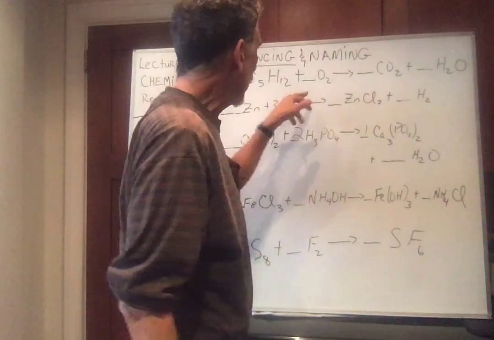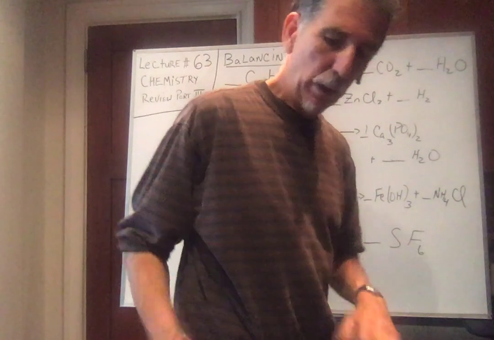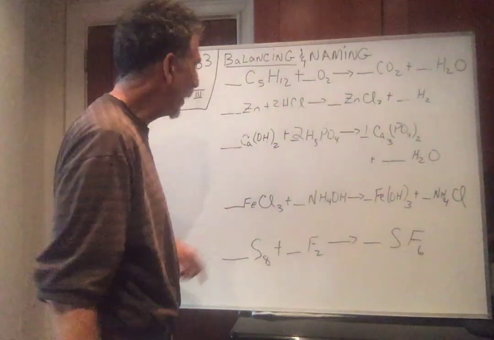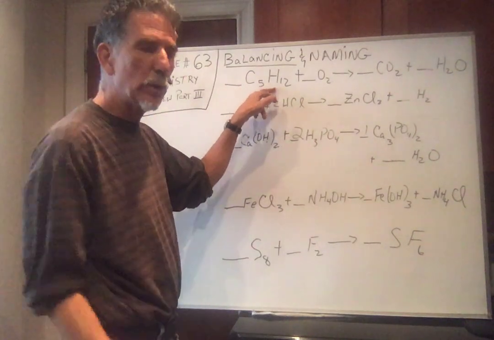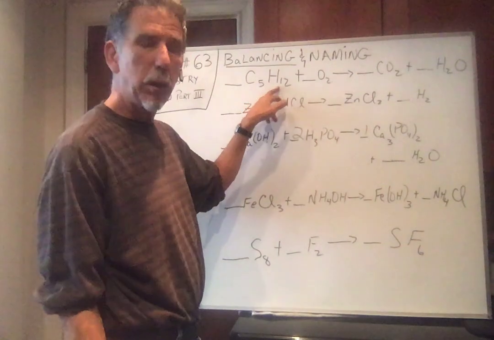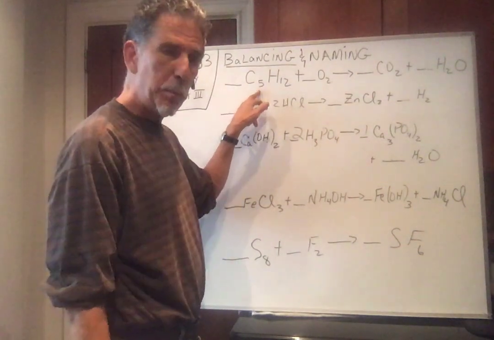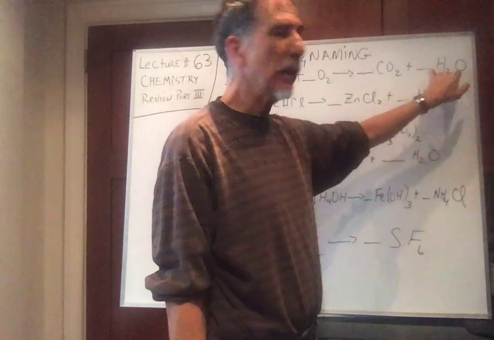We're going to balance and name, and see if we can tell what kind of reaction it is. Just as a review, we're doing a couple things at once. What do we have here? We have C5H12. You remember what that is? That's an alkane, CnH2n+2. 5 is pent, so this is pentane. We're adding oxygen, and we get carbon dioxide and water out.